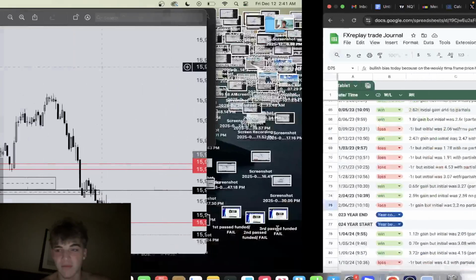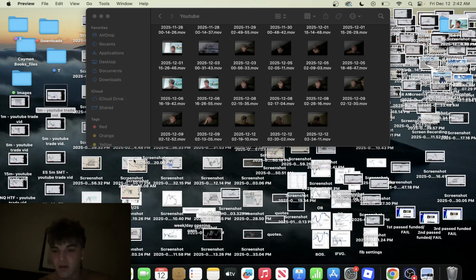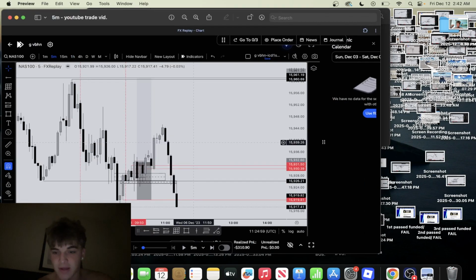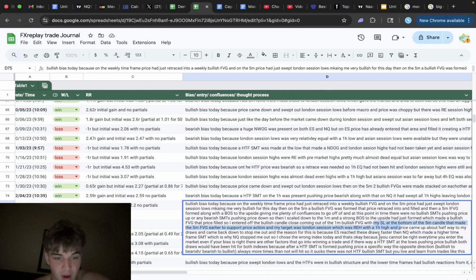And my target, hold on. This was the bottom of the candle that made the 5 minute fair value gap earlier. The bottom of this fair value gap is in between this candle and that candle. This is the bottom of the candle that made the fair value gap. And my targets, where are we?